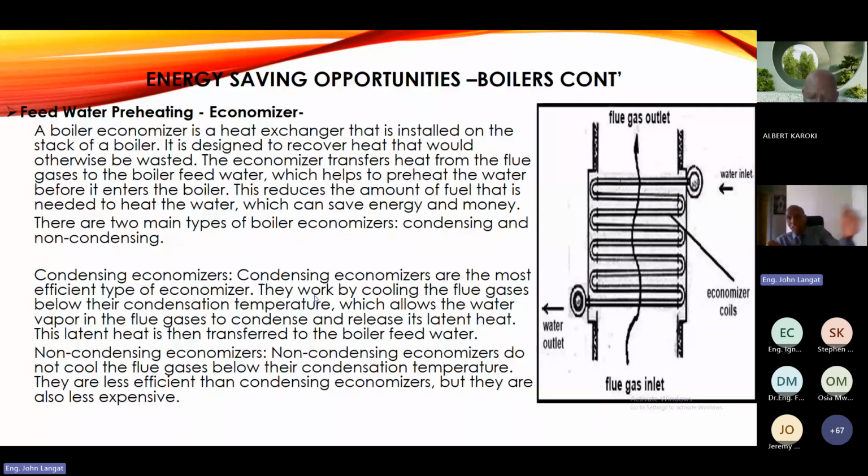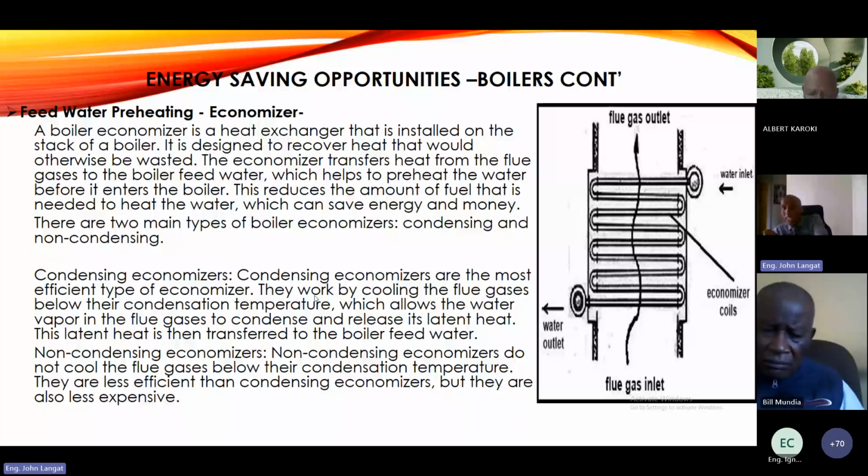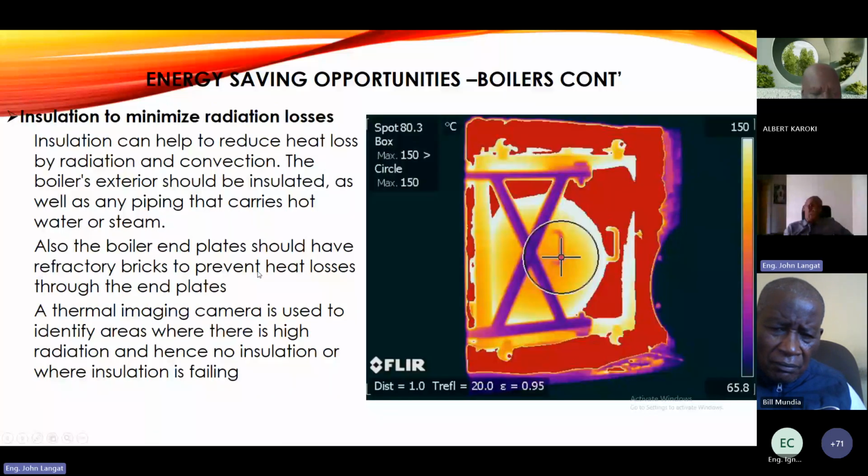The only thing is the ID fan has to do more work, but with a good ID fan, it should pump out the flue gases effectively, even though you might have to increase the sizing or create some draft up there. Then the next energy saving opportunities. I don't have to mention much about this. We are talking about insulation to minimize radiation losses.